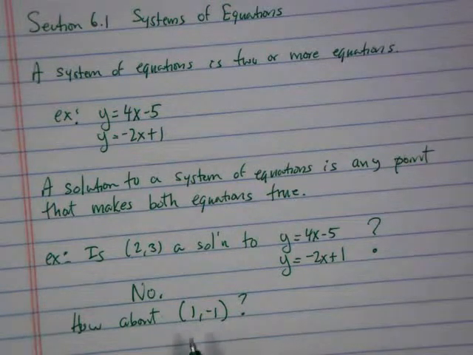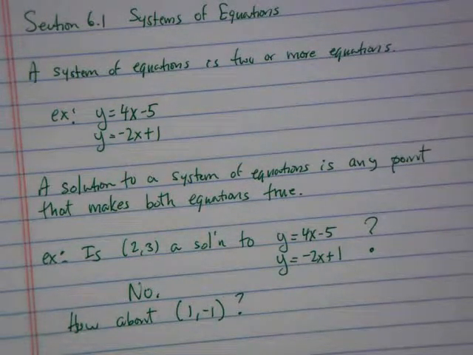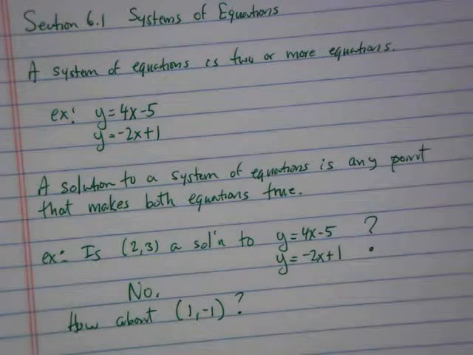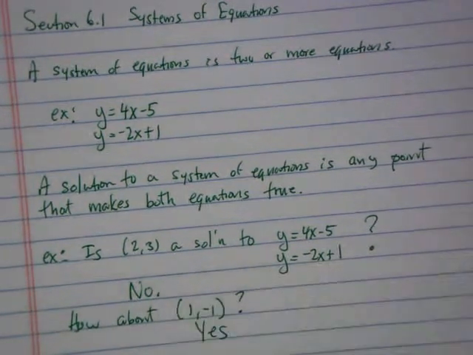All right. If I take x equals 1 and I plug it in, I get 4 minus 5. 4 minus 5 is? Negative 1. So it works in the first one. If I plug 1 into the second one, I get negative 2 times 1, which is negative 2. Negative 2 plus 1 is? Negative 1. So it works in both. So the answer would be yes, that is the solution.